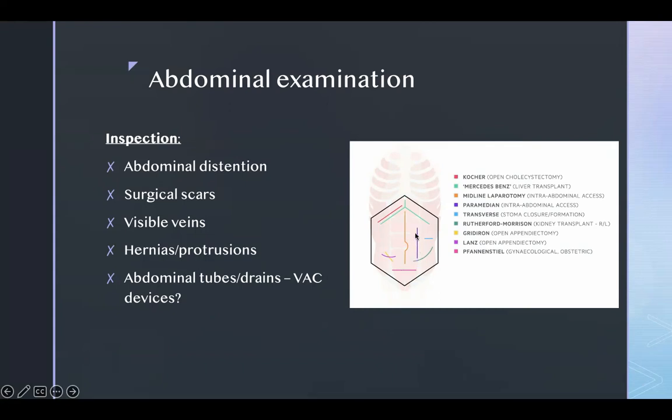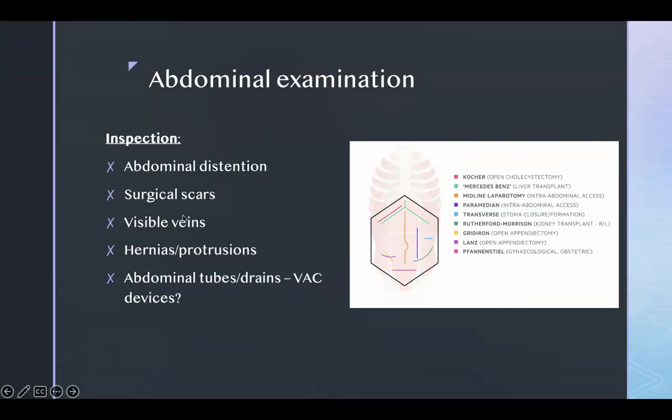You've got the paramedian one, usually if you want to get intra-abdominal access. There are so many causes to why they may do it. Then the other common one that you need to know is the gridiron incision for appendectomy over there in the right iliac fossa. And you've got the Pfannenstiel, very commonly used in gynecological procedures, namely cesarean sections. So these are some of the important incisions.